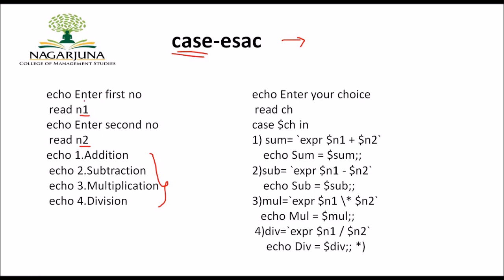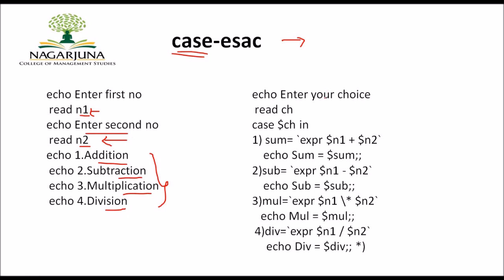So I'll just display a message to enter the first number, and I'll read the value of your n1. Meanwhile, I'll also display a message called enter the second number and read your n2 value. And these are the different options that I can perform. I can perform an addition operation, a subtraction of two numbers, a product of two numbers, and a division of two numbers.